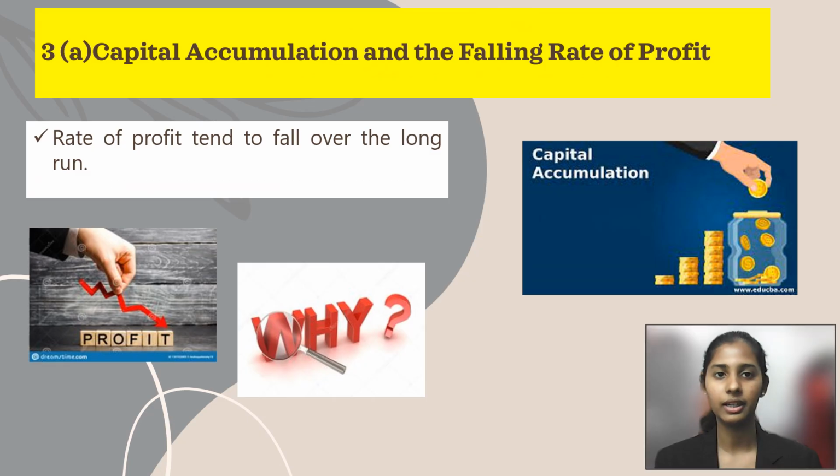Let's look into the relationship of capital accumulation and falling rate of profit. The counterpart of Marx's general law of capital accumulation is the law of the falling tendency of the rate of profit. The tendency of the rate of profit to fall, which is TRPF, is a theory in the crisis theory of political economy, according to which the rate of profit decreases over time. The rate of profit tends to fall over the long period.